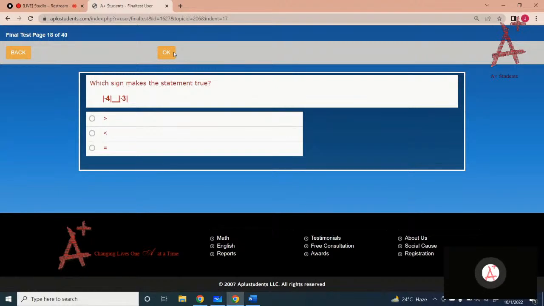Okay, the absolute value of negative 4 and the absolute value of negative 3. So the absolute value of negative 4 is 4 and the absolute value of negative 3 is 3. You have to compare 4 and 3. So is 4 less than 3 or greater than 3? Yes, 4 is greater than 3. Got it?